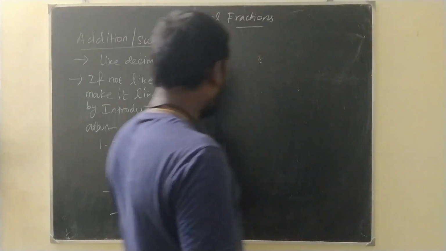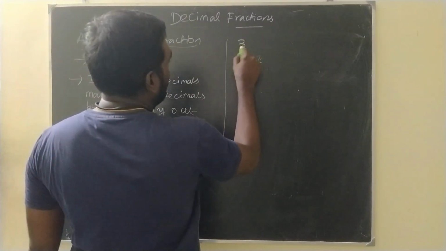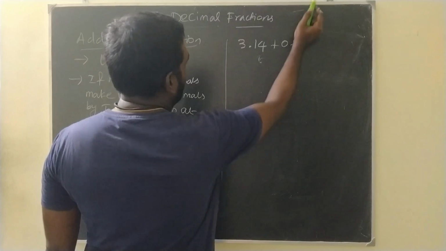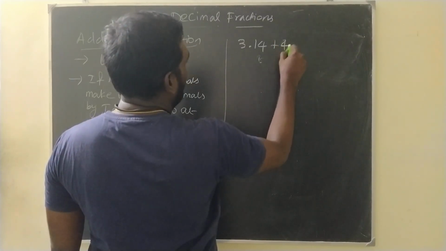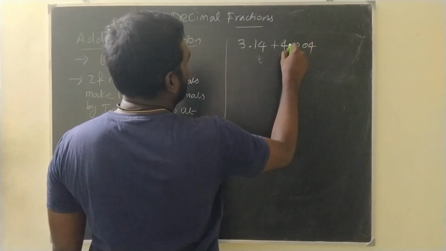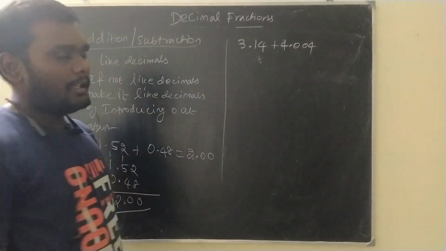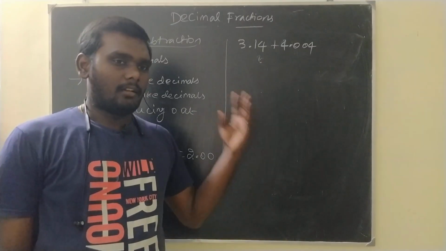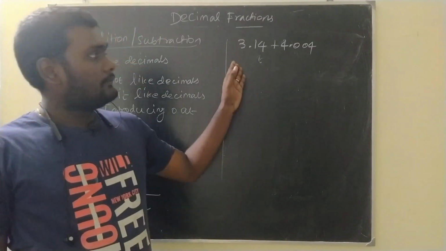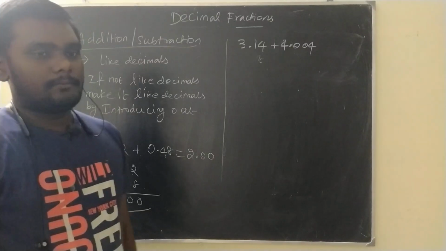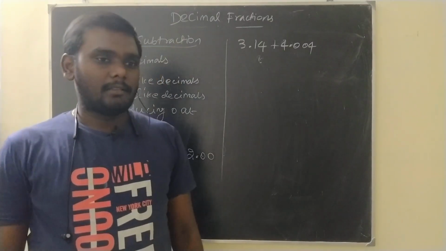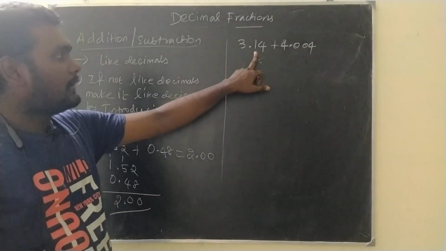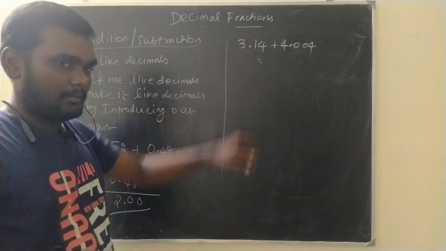Likewise, if they are not like decimals, for example 3.14 plus 4.004. If you are adding, first ask: are they like decimals? No, they are not like decimal fractions. Then we should make them like, according to the highest number of decimal places. The maximum number of decimal places is 3. So we should convert this 2-decimal number into a 3-decimal number.